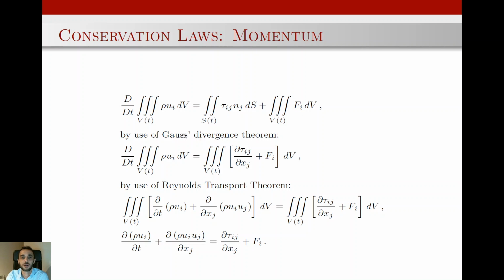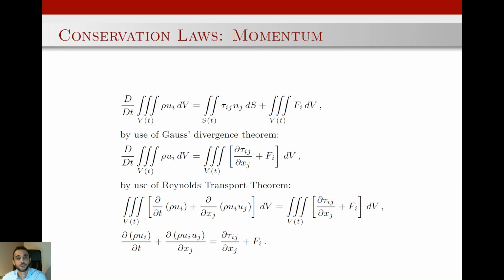We can use Gauss's divergence theorem and transfer the integral from the surface into volume and write the right-hand side in this form. And we can again use Reynolds transport theorem to take the material derivative from the left-hand side of the integral onto the right-hand side. So we will have this equation. This is the left-hand side of the conservation of momentum equation, and this is the right-hand side.